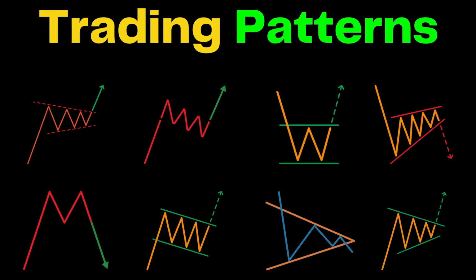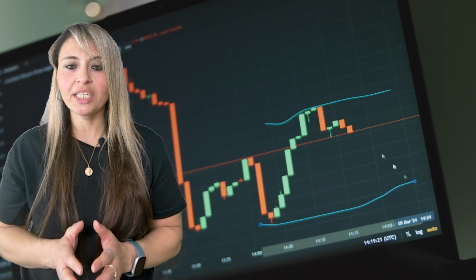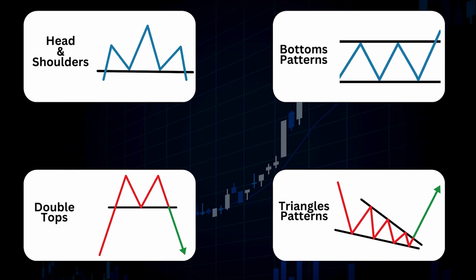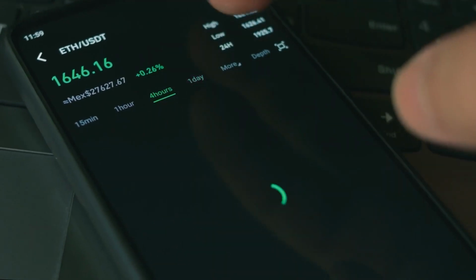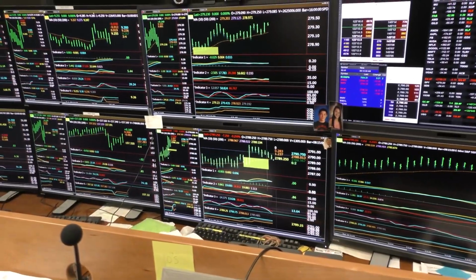Trading patterns are formed by the price movement on a chart. They help traders predict future price movement. Some popular patterns include head and shoulders, double tops and bottoms, and triangles. These patterns can indicate whether a market is likely to continue in its current direction or reverse. It's like trying to predict the weather. Sometimes you get it right, sometimes you end up drenched.